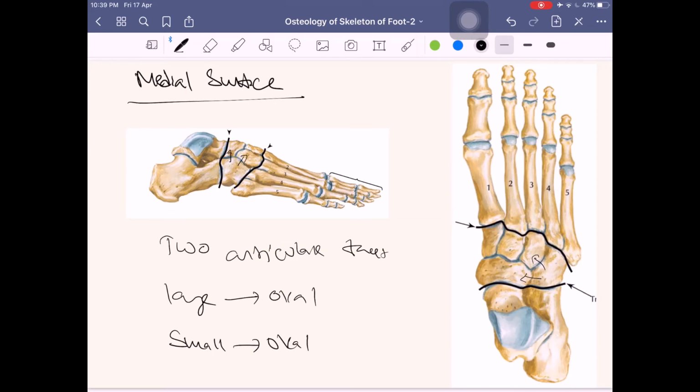Your large facet, among this, which bone looks bigger? It is definitely the navicular. It is one here, another one here. So two are there. The large one is for your navicular, forming the cubonavicular joint, and the small one is for the cuneiform, the lateral cuneiform. So these are your two facets for both the bones to form the joints.